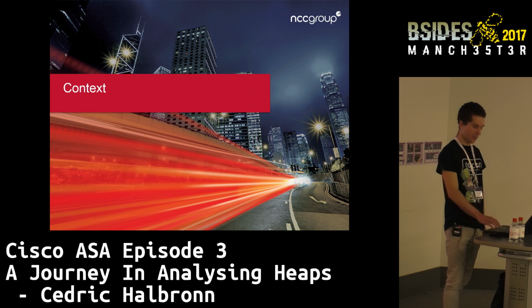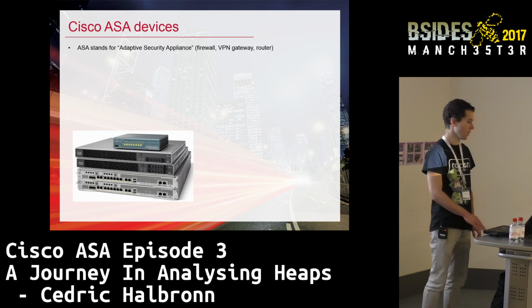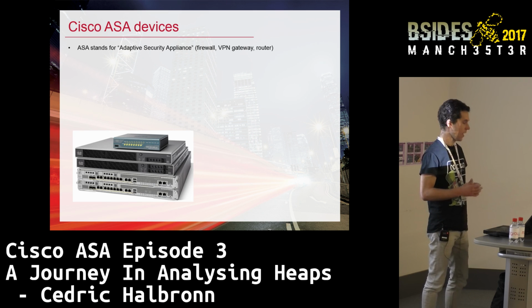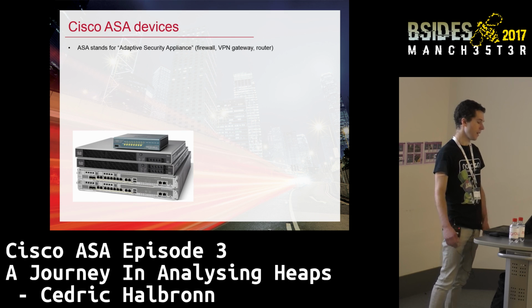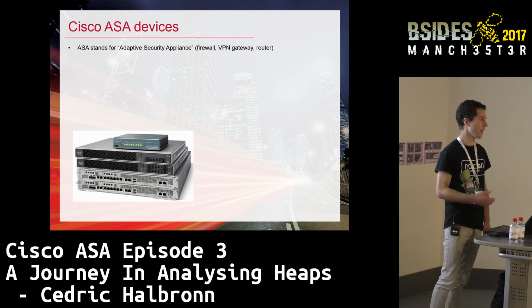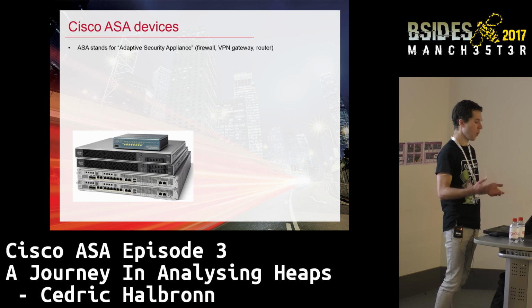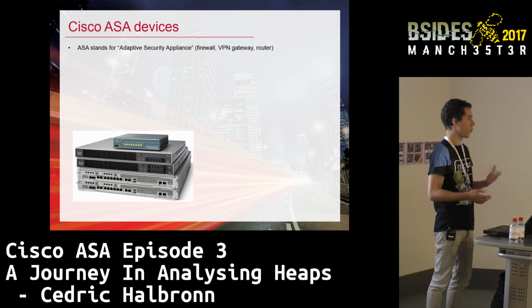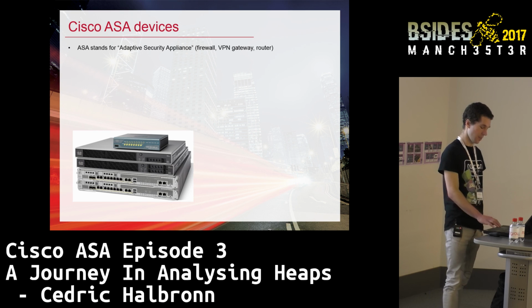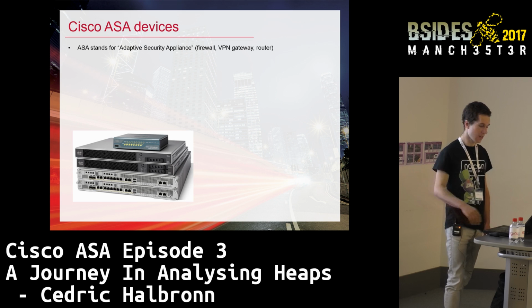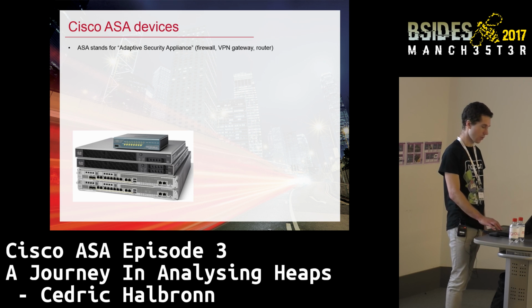So a little bit of context first. If you don't know what an ASA firewall is, it's basically what you have at the bottom left. ASA stands for Adaptive Security Appliance, and it's basically full of features. It supports firewalling, VPN gateway, router, and it's a pretty amazing system. You can have different sizes, but basically underneath it's the same software.